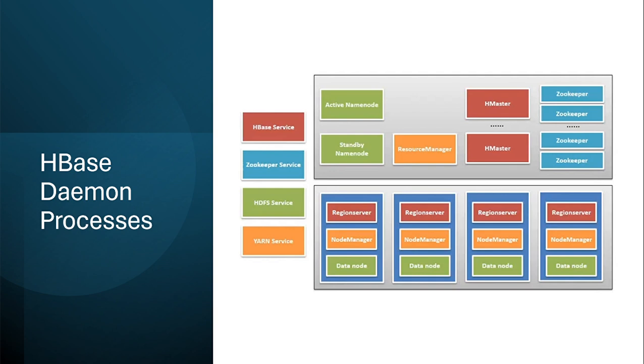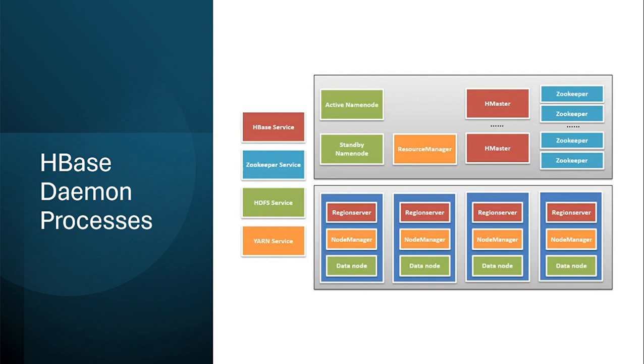Next, we'll talk about daemon processes in HBase. From the diagram you can see the top blocks are for master services and bottom blocks are for slave services. As you know, HBase follows a master and slave architecture. The blocks in green are HDFS services such as active name node and standby name node on the master side, and data nodes on the slave side. For HBase specifically, we have HMaster on the master node and region servers on the slave nodes.